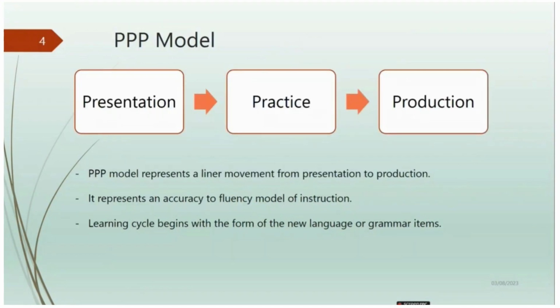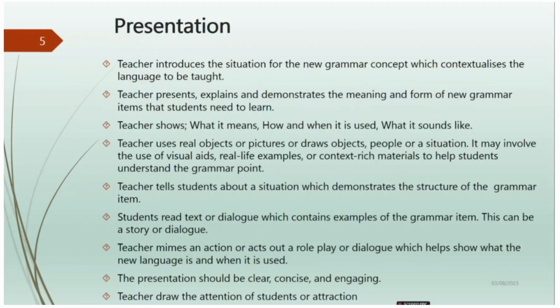Now, the PPP model: presentation, practice, and production. This model represents a linear movement from presentation to practice. It represents an accuracy to fluency model of instruction. The learning cycle begins with the form of new language or grammar items. Here, I'm going to describe presentation at some point.